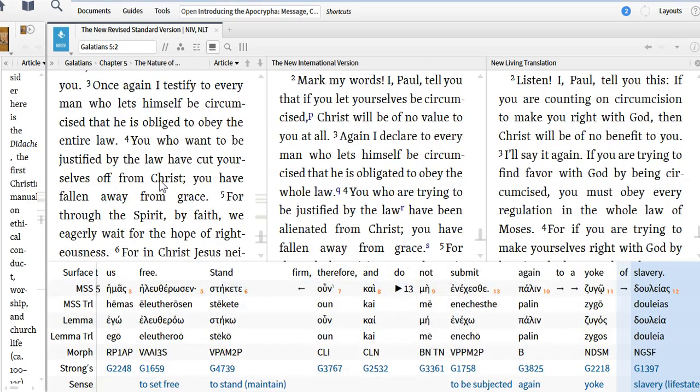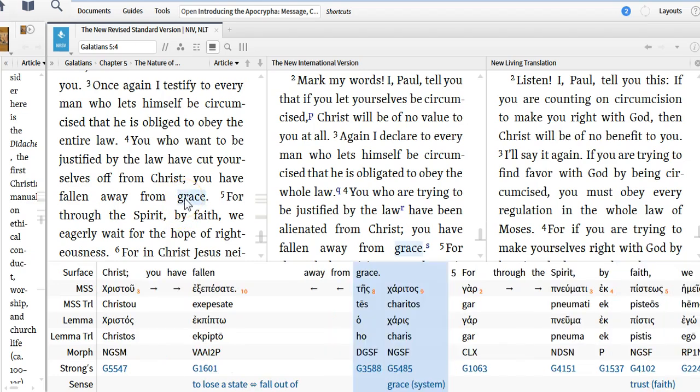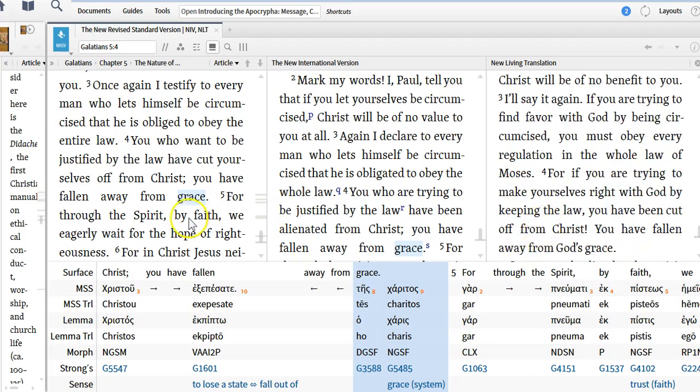And here, I just asked you to look at one word in Galatians 4, the word behind grace, charitas, which is, as given here, a noun in the genitive. And all of the translations represent this with the words from grace. Notice that there is no word from in the Greek. You have fallen, and then there's grace in the genitive. Away from doesn't have a Greek word equivalent.